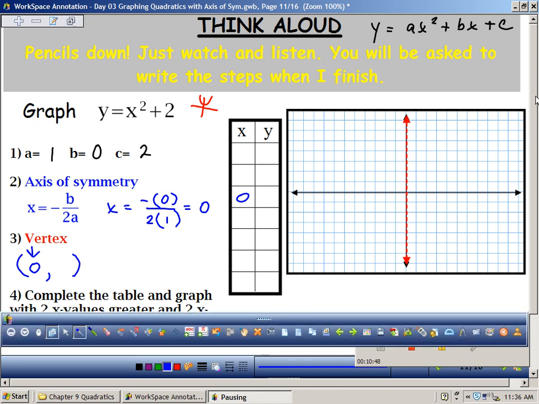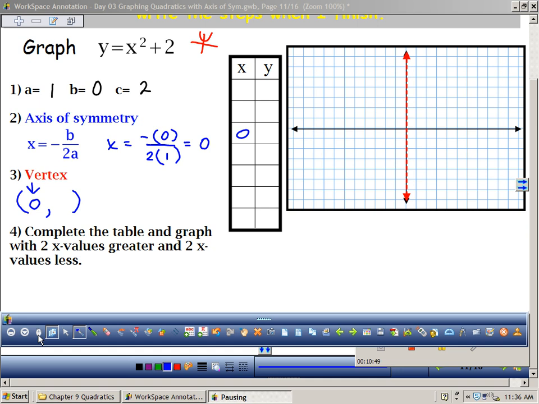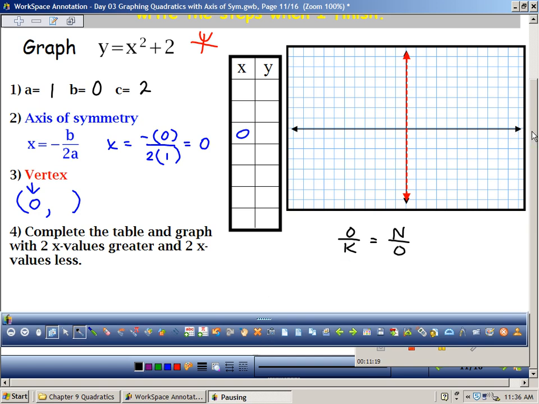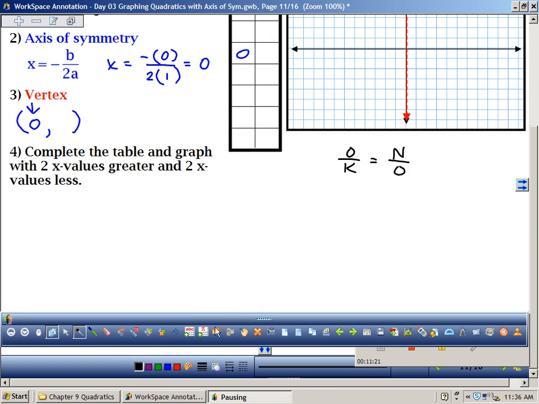Oh, one more thing. Do you guys often forget if it's 0 over a number that makes 0, or does that make undefined? Does anybody forget that? I always forget that. I saw this in the teacher's room. It's really clever. 0 over a number is okay. A number over 0 is not okay. Isn't that clever? Now you can always remember it. That's being resourceful.